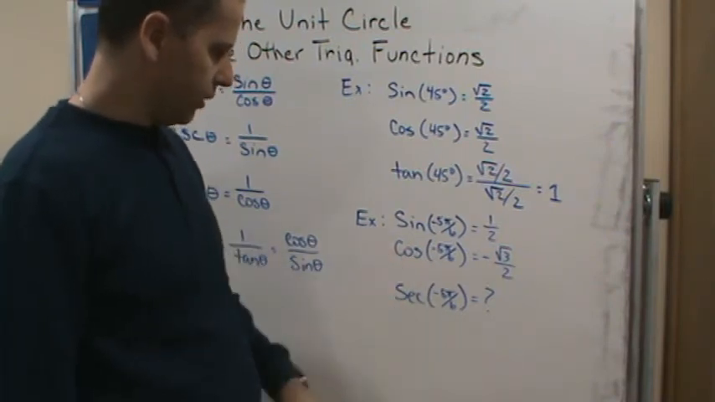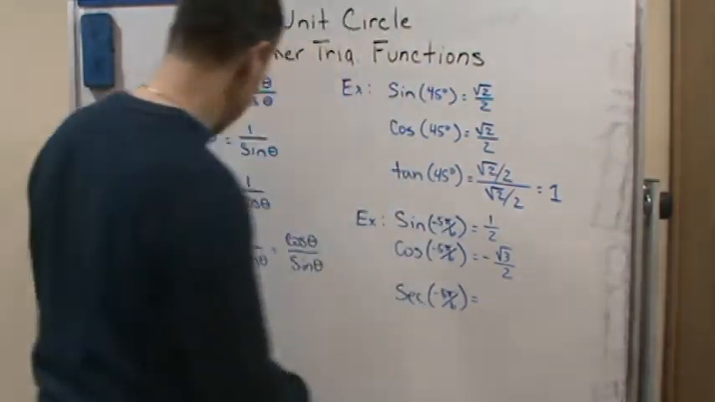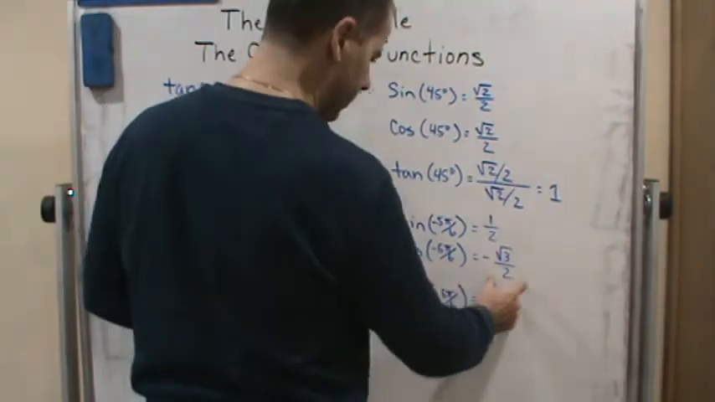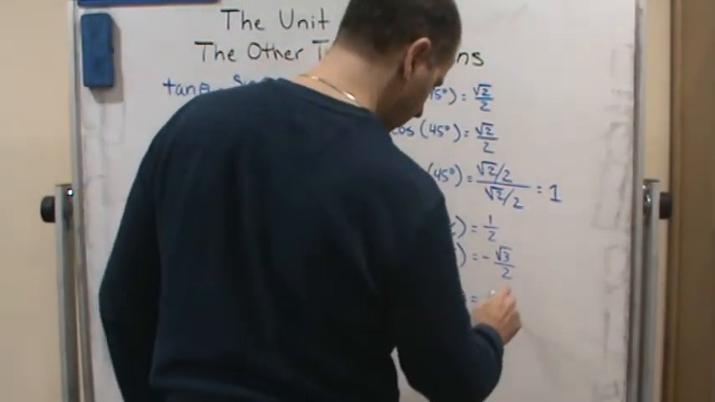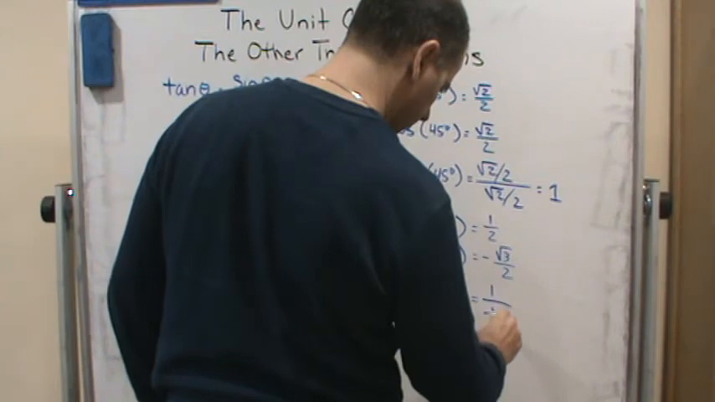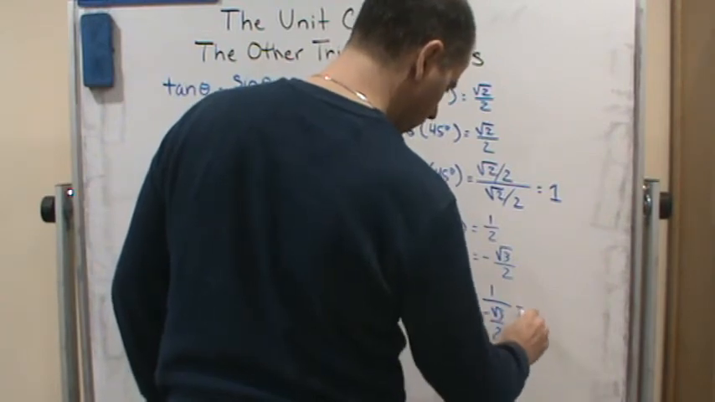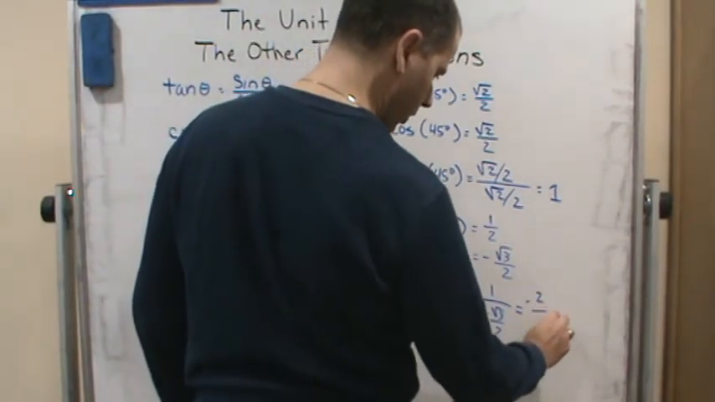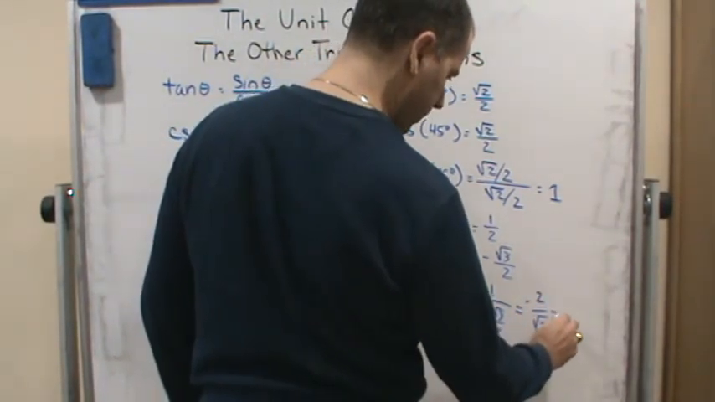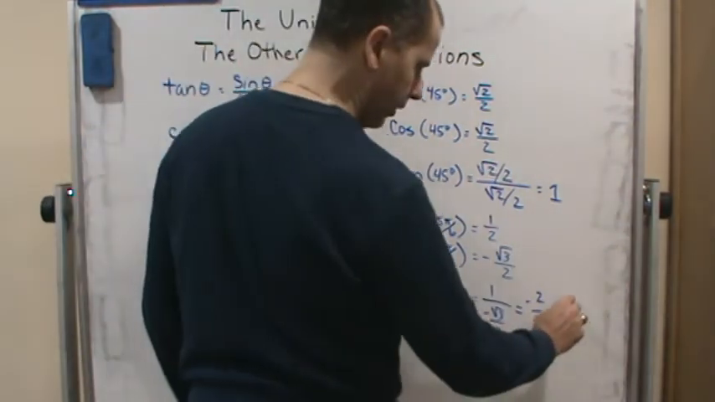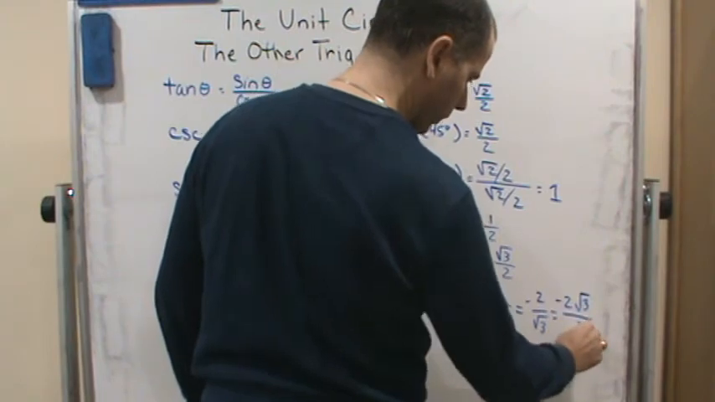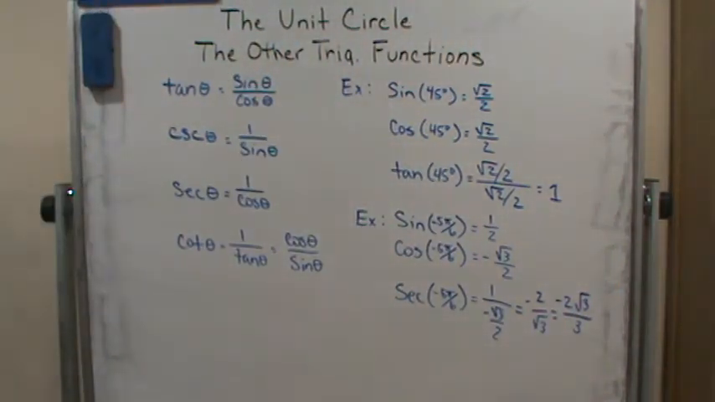So what about secant? Well, what is secant? Secant is the reciprocal of cosine. So all we have to do is take this one, 1 over negative square root of 3 over 2, and if we take the reciprocal of that, that gives us negative 2 over the square root of 3. Rationalizing the denominator, we get negative 2 root 3 over 3. And that's our answer.